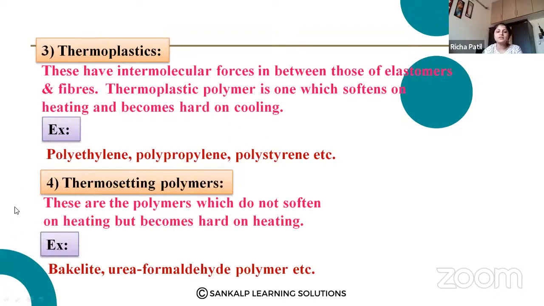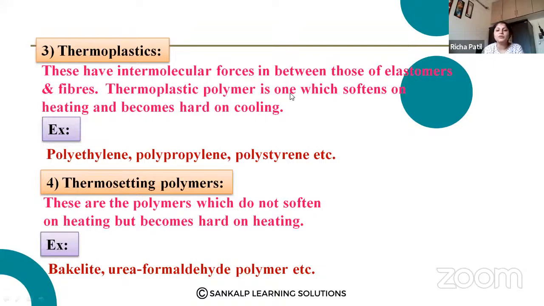Now, in thermoplastics, what happens? The intermolecular forces are in between those of elastomers and fibers. We have seen that elastomers have weak intermolecular forces and fibers have strong intermolecular forces. So thermoplastics have intermediate forces, neither strong nor weak.